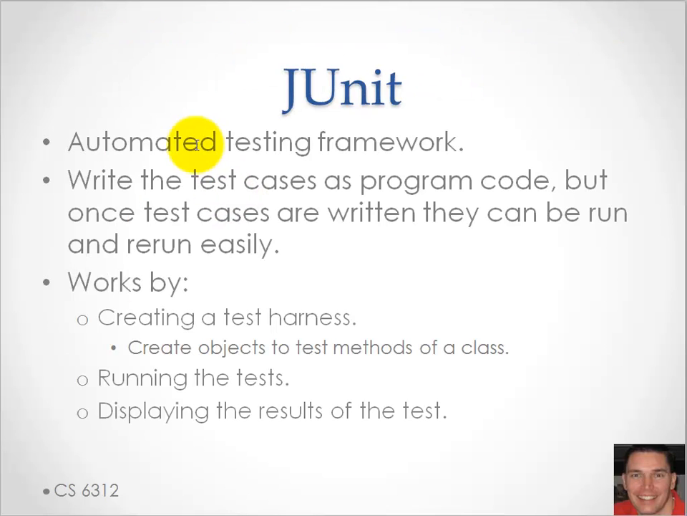So what is JUnit? It's an automated testing framework where you write the test cases as program code. The benefit is that once you write them as code, you can come back, execute them using the JUnit framework, and rerun them easily. So it's a write once, run many times application. It works by creating a test harness where you create objects to test methods of a class. Then you run the tests, and it has a tool to display the results.